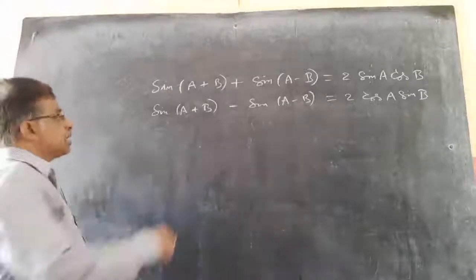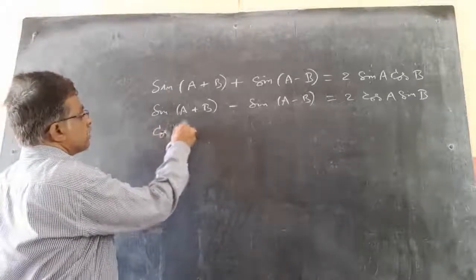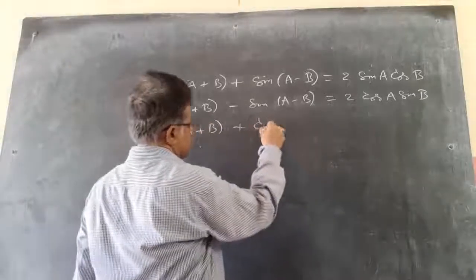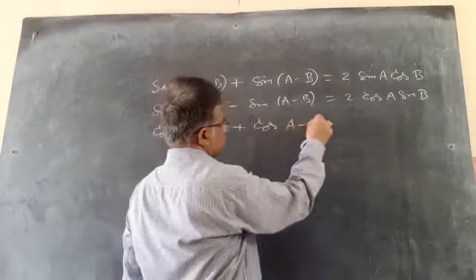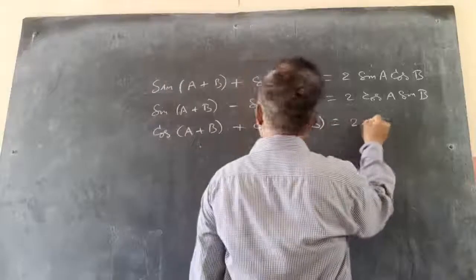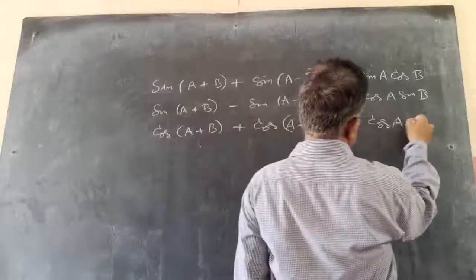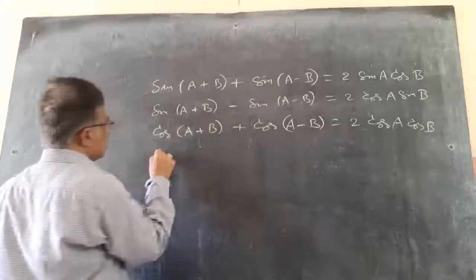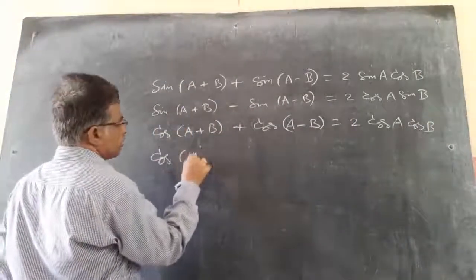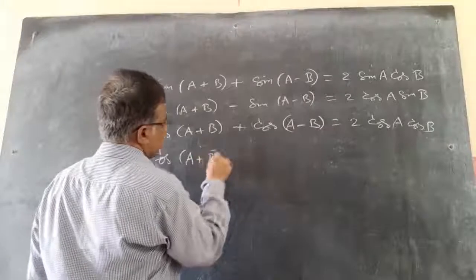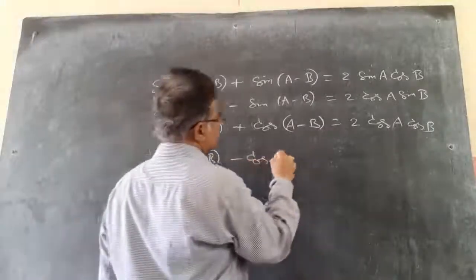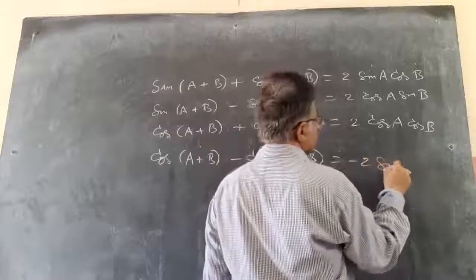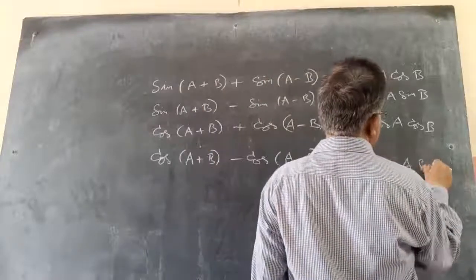The same applies here also. Cos(A+B) plus cos(A-B) equals 2 cos A cos B. All these we already discussed. Cos(A+B) minus cos(A-B) equals minus 2 sin A sin B.